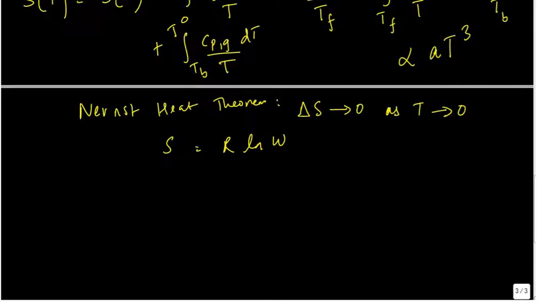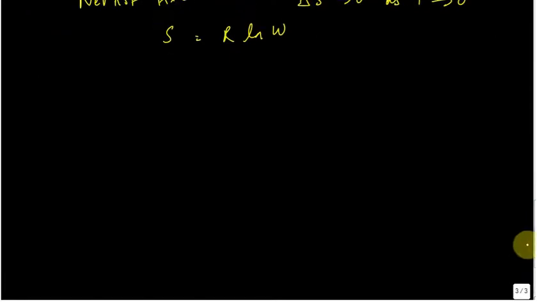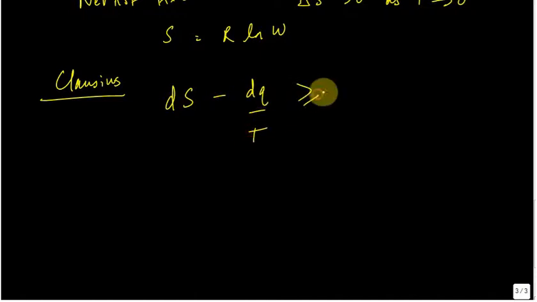Okay, and for that we'll again start with the Clausius inequality. Now what does it say? So going back to Clausius, yes? So what it said was dS is greater than or equal to dq by T. So dS minus dq by T is greater than or equal to 0.